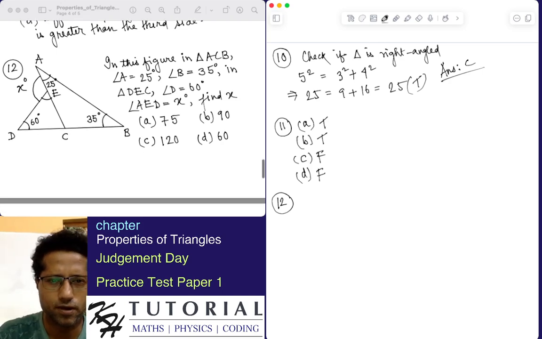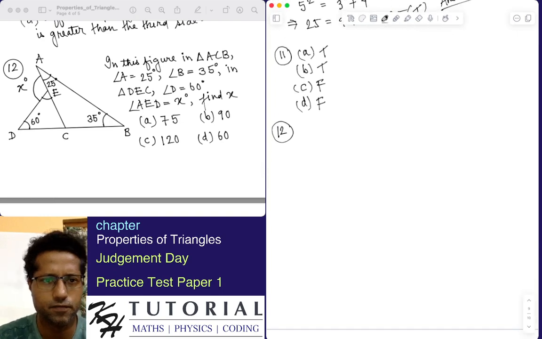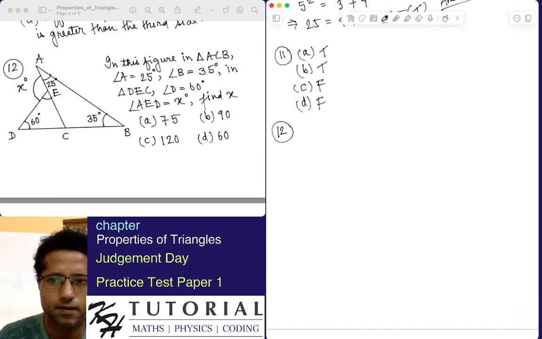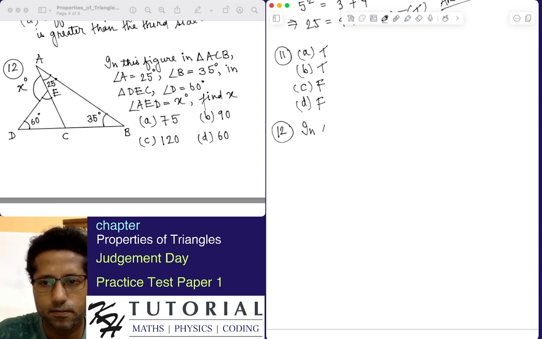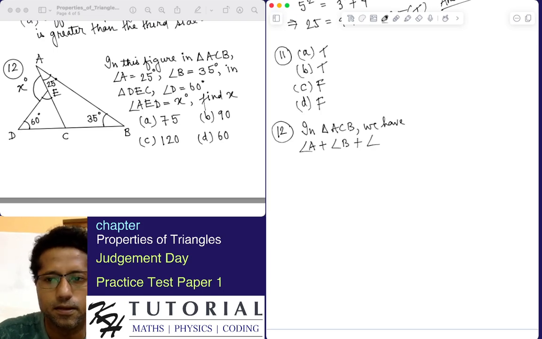Okay, so I am not drawing the figure. Please refer to the figure on the left hand side. In triangle ACB we have angle A plus angle B plus angle ACB is equal to 180 degrees.